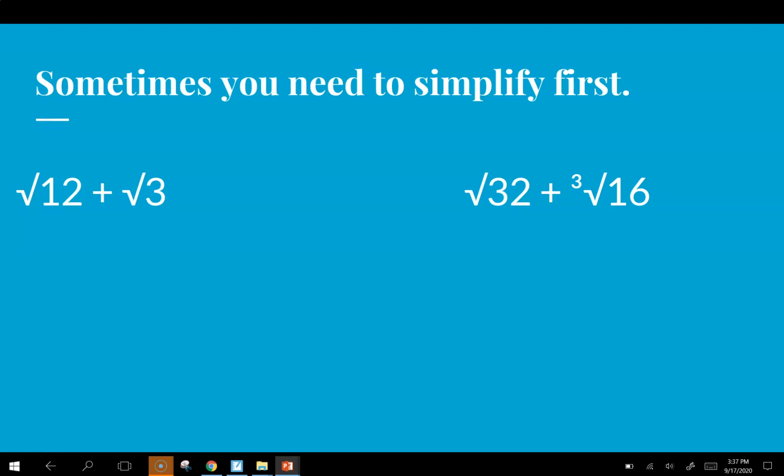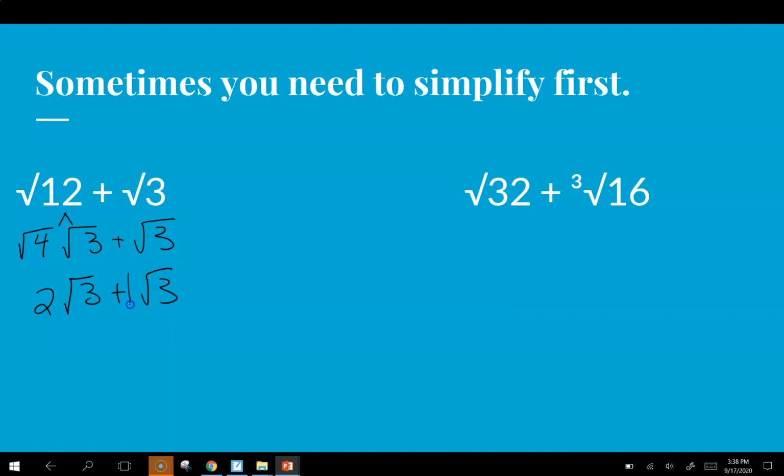So here, square root of 12 plus the square root of 3. Well, it looks like I can't do it, but they both have a square root, so maybe something can happen. I can break apart 12 to be square root of 4 times the square root of 3 plus the square root of 3, right? And I know square root of 4 is 2. So now I have 2 square root 3 plus the square root of 3. Okay, I can do something now.